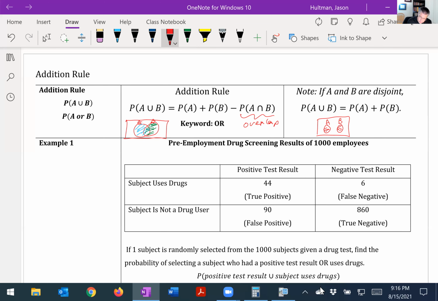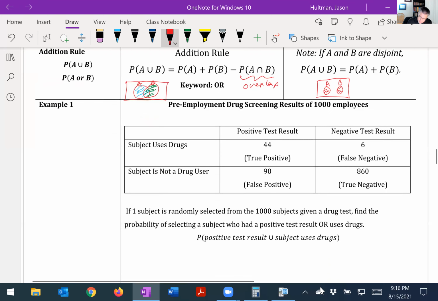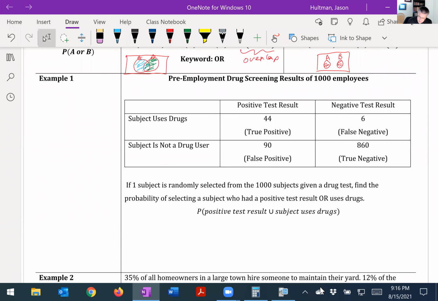Okay, example 1, pre-employment drug screening results of 1,000 employees. We have those subjects who use drugs. Positive test result is 44 here. Negative test result is 6. So this is a false negative. Subject is not a drug user. We had 90 false positives, but we had 860 true negatives. It just means that this test is not 100%. It means that you can get false negatives and false positives.